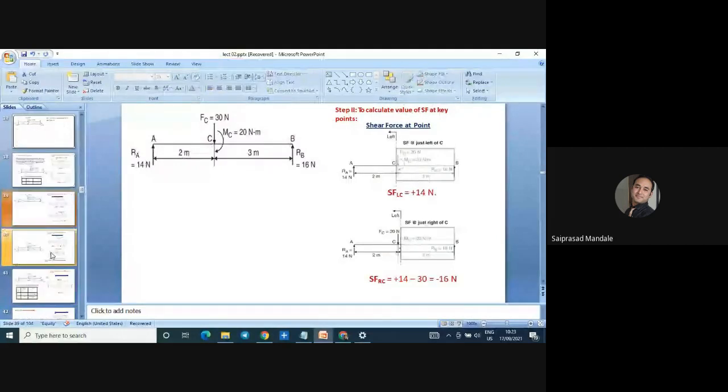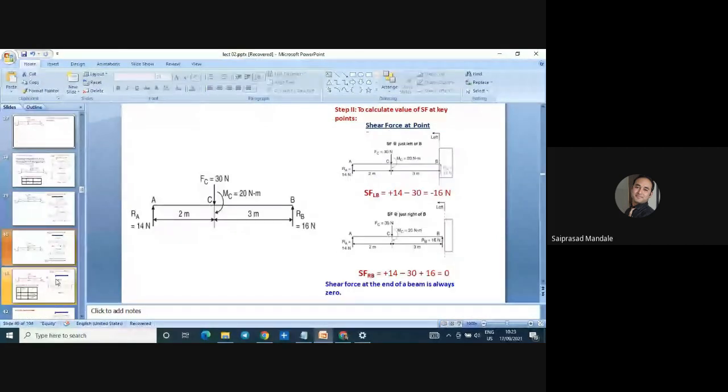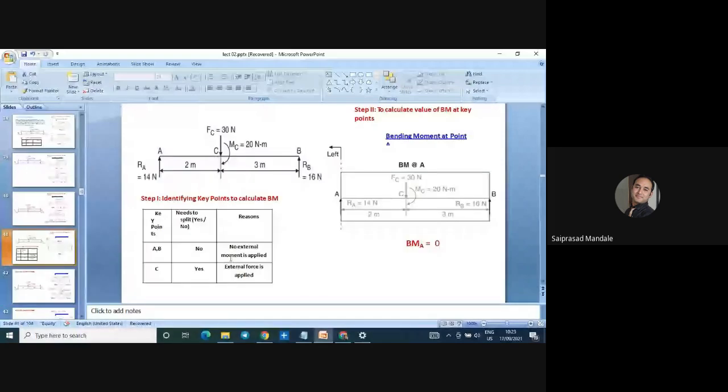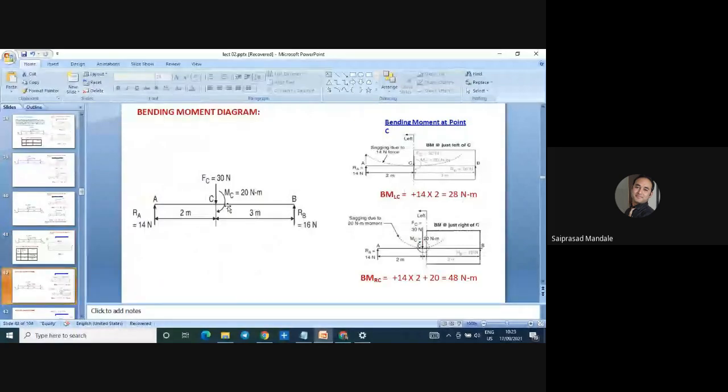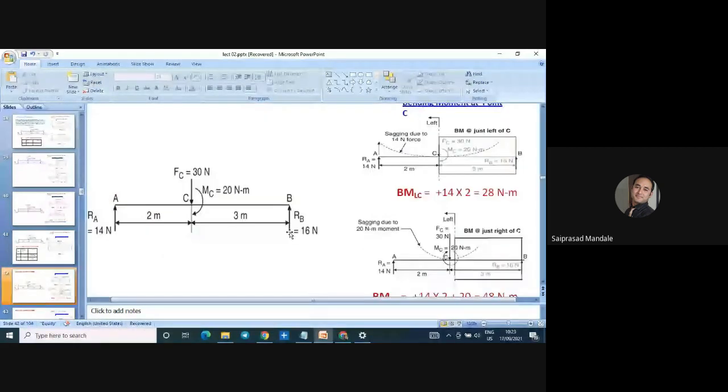At A it is 0, then come to the point C. Now here it is a somewhat different case. Here there is a point C on which a separate moment is acting, in the clockwise direction. We have already calculated the moment at A and moment at B, which is equal to 0. But the point C remains. The point C is a point where the separate moment is acting. That is 20 kilonewton.